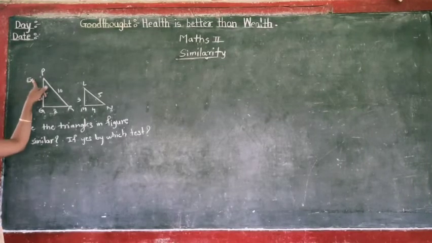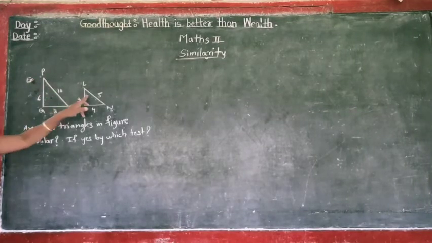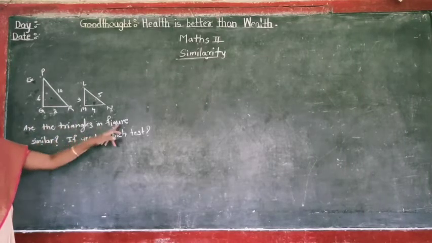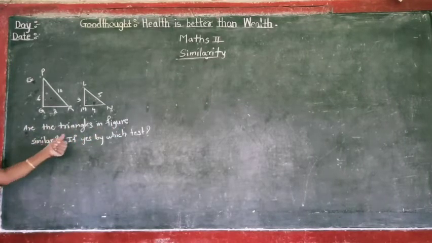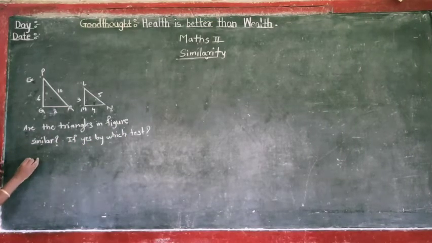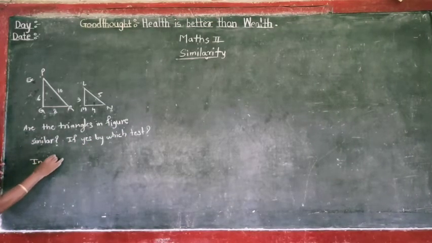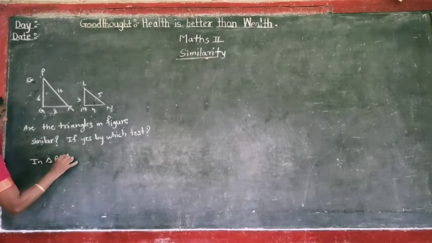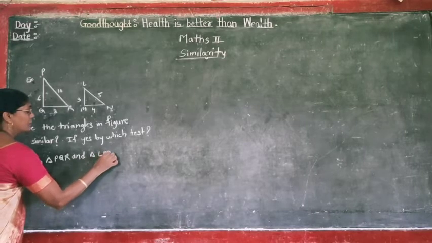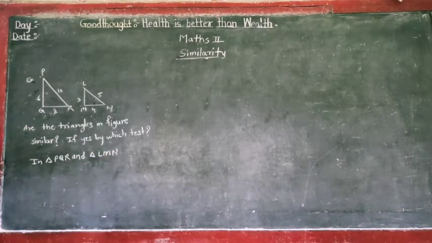First example. Figures are given. Question is, are the triangles in the figure similar? If yes, by which test? Now solve the example. In triangle PQR and triangle LMN, lengths of sides are given. Find out the ratio of corresponding sides.